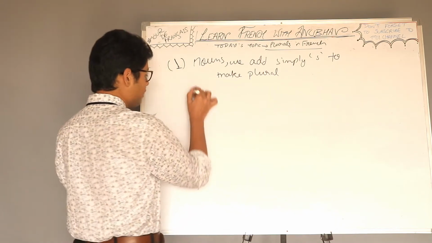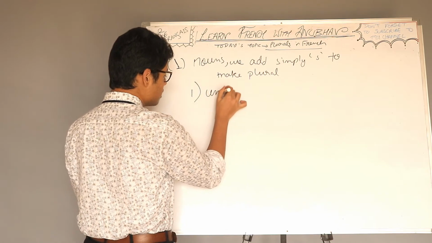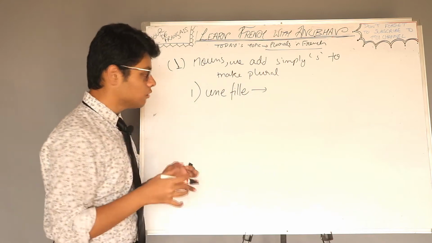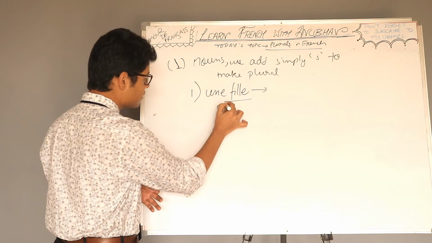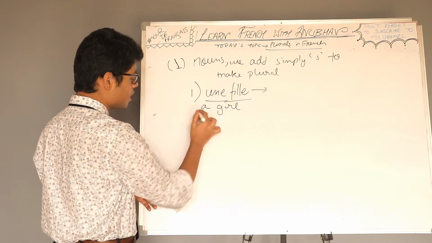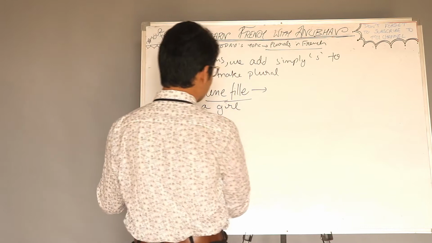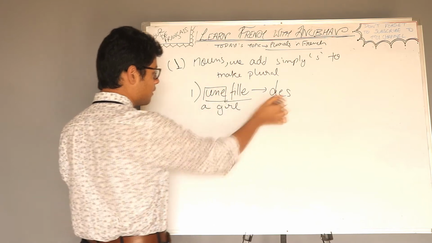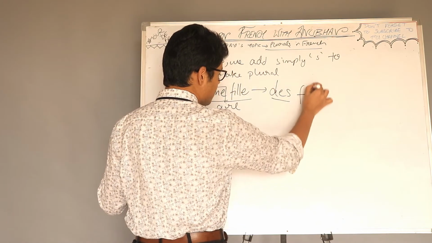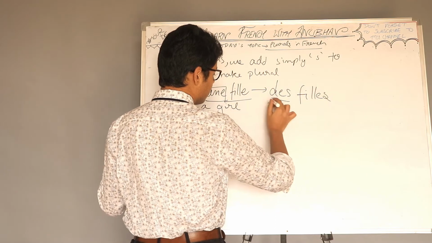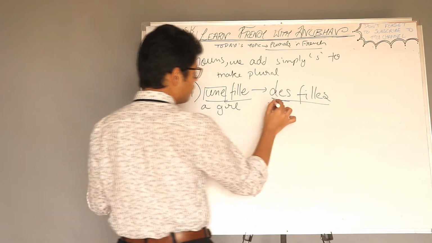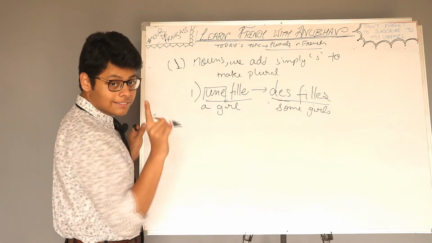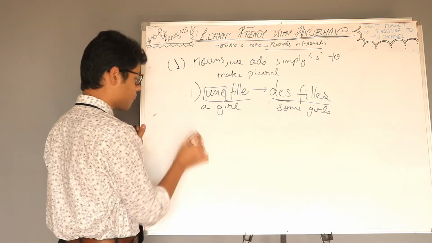Okay, so the first word, une fille. Une fille. What's a fille? Fille is a girl. Une fille, a girl. And to make it plural, like we have discussed articles, une becomes des: des filles. Des filles, some girls. A girl, singular; some girls, plural.